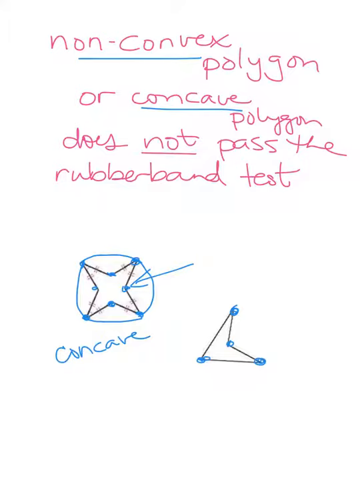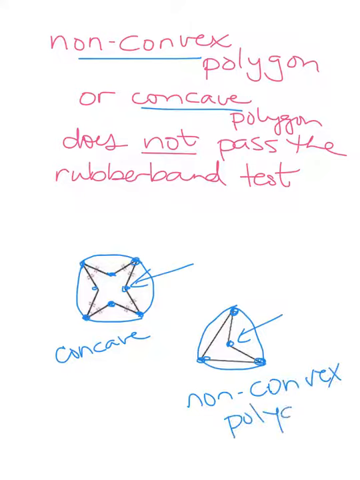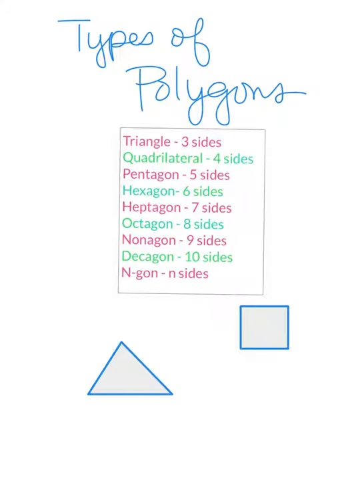Here are all my vertices. If I were to put a rubber band around this figure, it would not hit this one inside. So this would make this a non-convex or a concave. Again, the wording is one and the same because it does not touch all of the vertices when putting a rubber band around the figure.